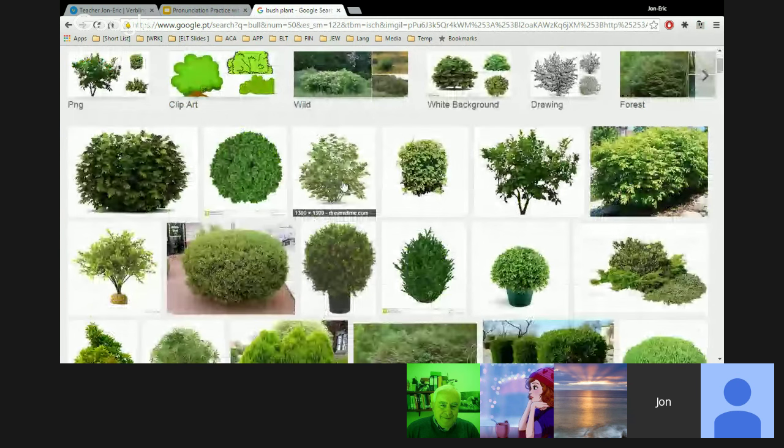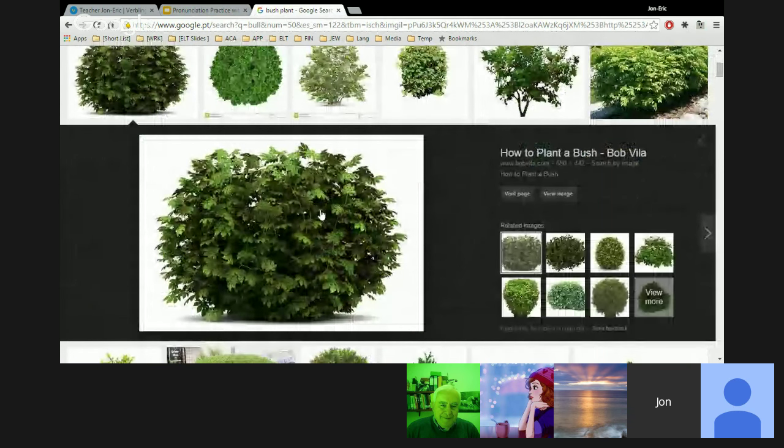Yeah. Do you like that bush, Sawa? Yeah. It's a very nice bush. Look at that. Oh, look at that. Very nice bush.